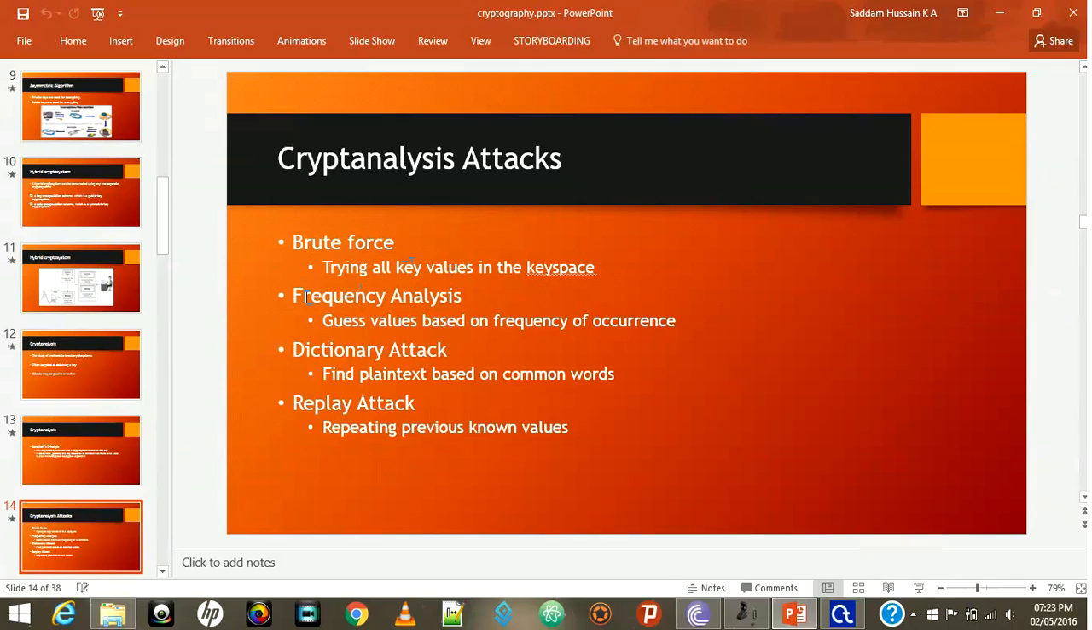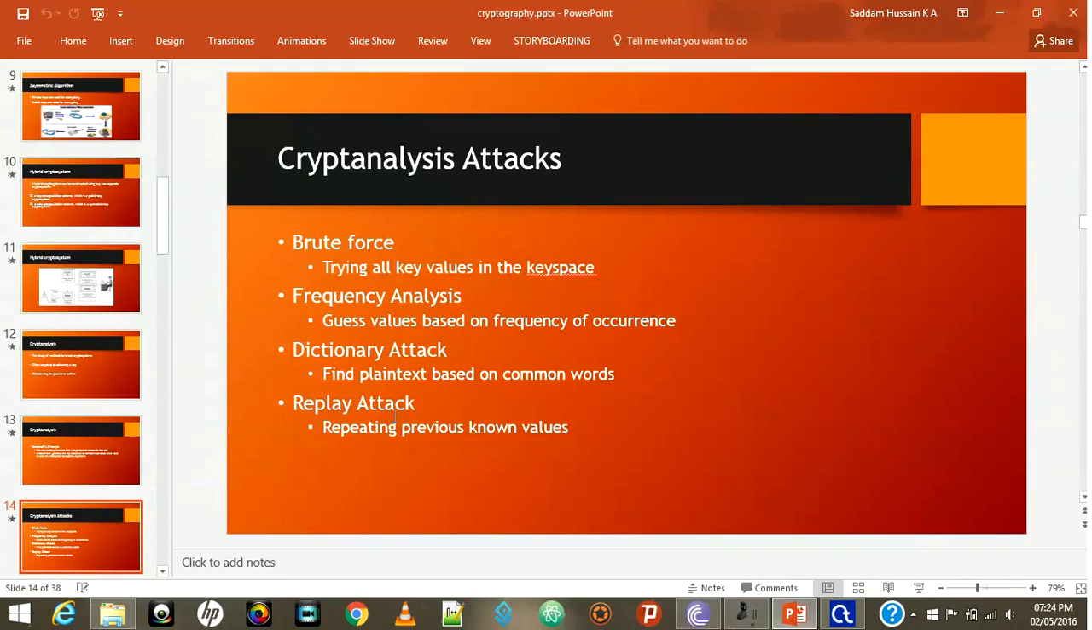Then we have frequency analysis. What is frequency analysis? It is guessing the values based on the frequency of occurrence, for example how many times the same word is repeated. That is called frequency analysis. If something occurs two times, then we guess the key based on the occurrences. Then we have the dictionary attack. A dictionary attack is finding the plain text based on common words.